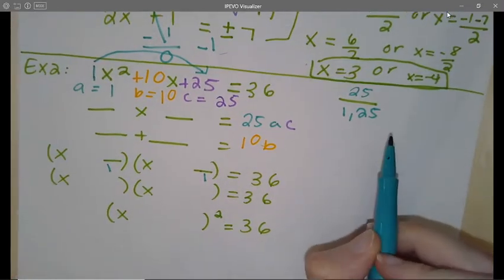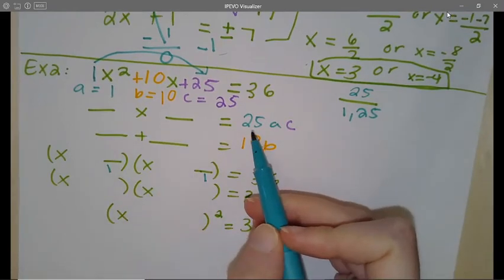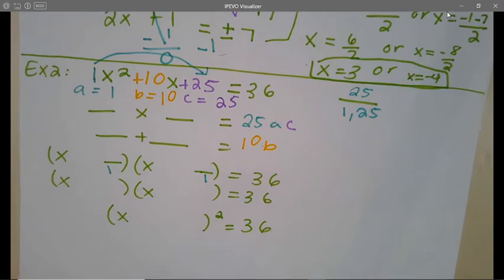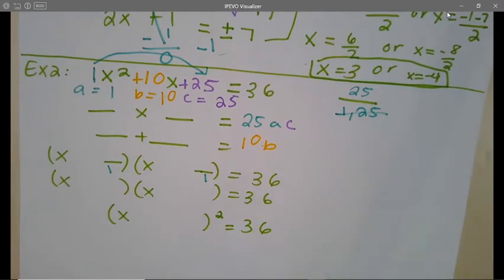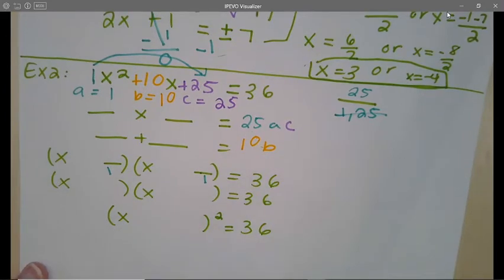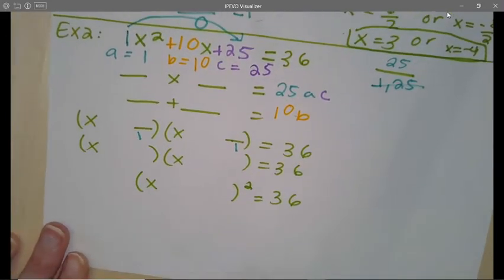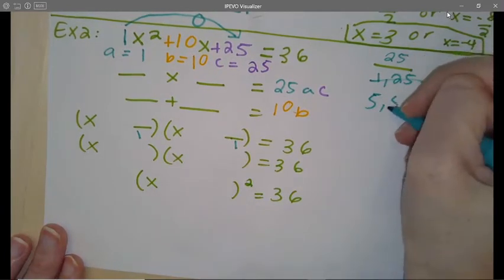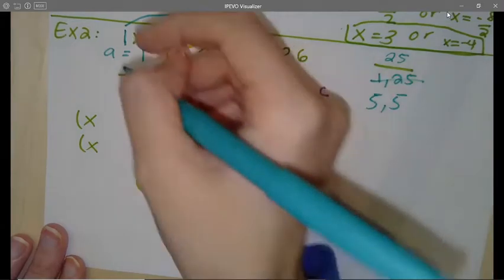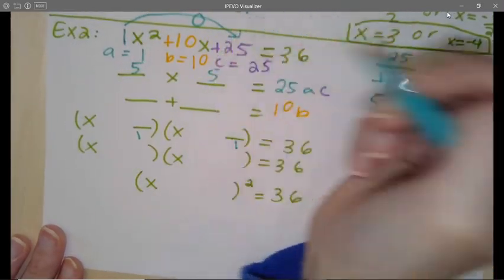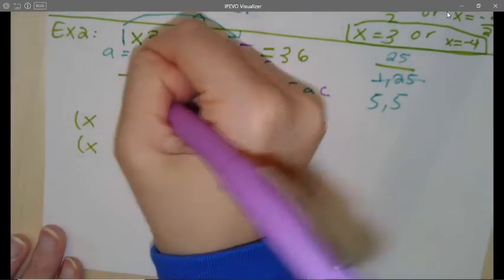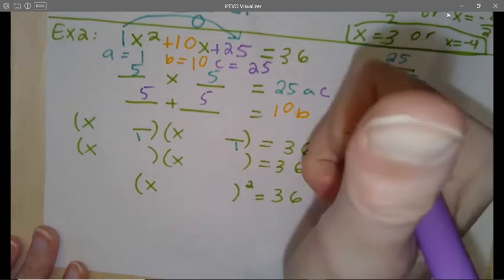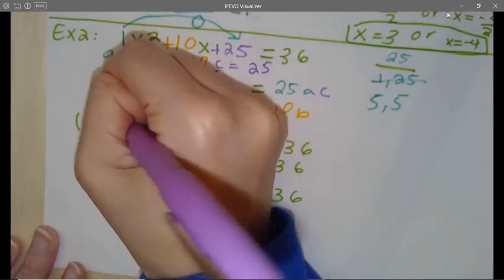So let's see if 1 and 25 work. So 1 times 25 is 25, but 1 plus 25 is definitely not 10. That's 26. So that doesn't work. Nope. Okay, something else that multiplies to be 25. Let's see. You guys normally know the answer. So 5 and 5. Let's try that. So 5 times 5 equals 25. And 5 plus 5 will equal 10. So guess what, you guys? It works out. Yes.